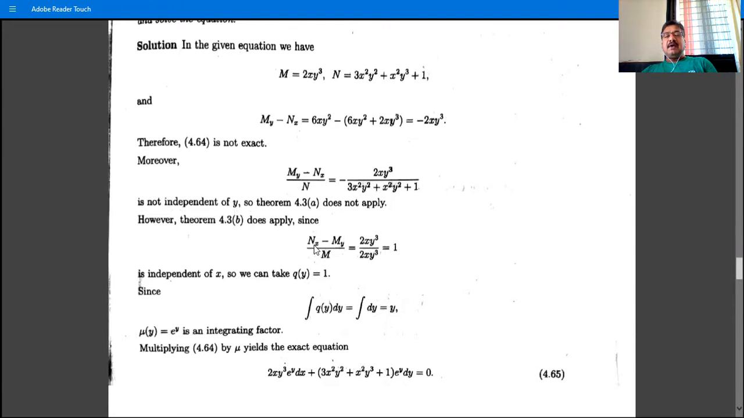So we find (N_x minus M_y) divided by M, meaning (∂N/∂x minus ∂M/∂y) divided by M. Now N_x minus M_y is 2xy cubed, divided by M, which is 2xy cubed, gives 1, which is independent of x. If this value is a function of y alone, purely a function of y independent of x, suppose it is denoted by f(y), then e raised to the integral of f(y) dy is the integrating factor. So this is one of the rules to find the integrating factor.